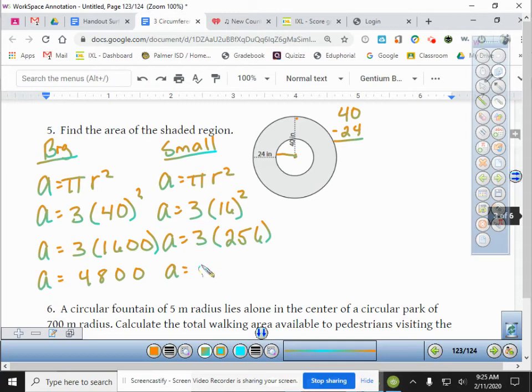What is it? 768. Yeah. Now what do we do? We subtract. Subtract it. 4032. Does everybody agree with Aubrey? Mm-hmm. Yeah. Awesome. Okay.